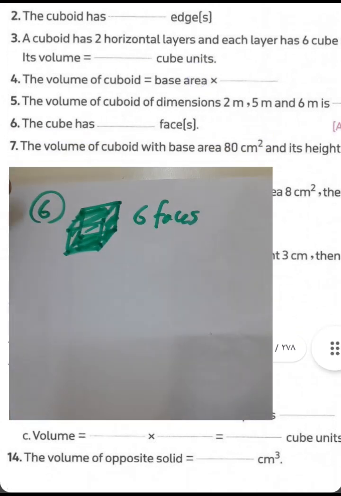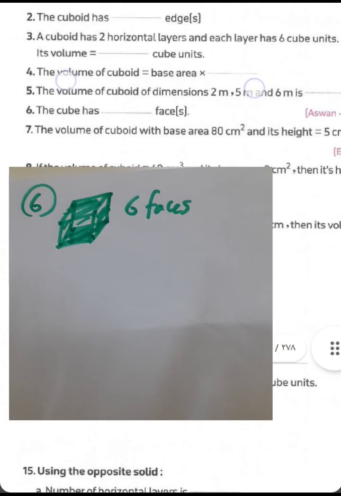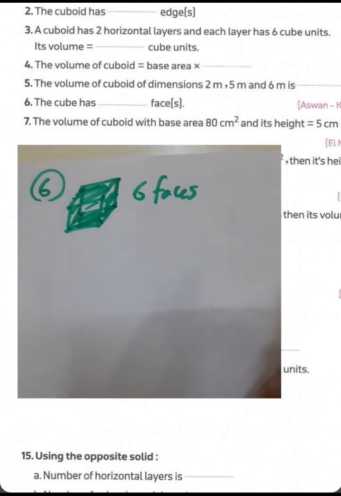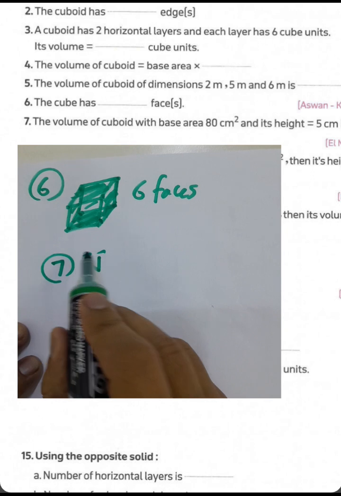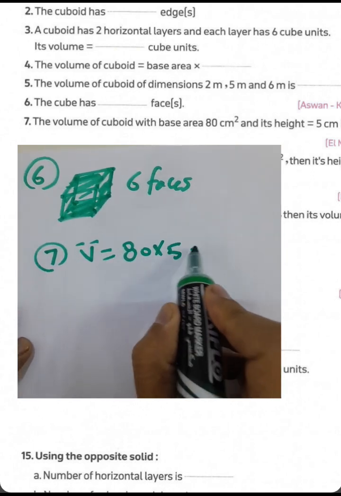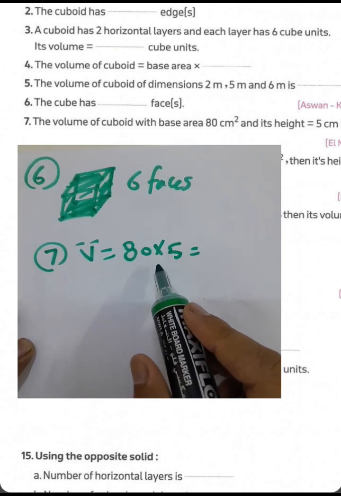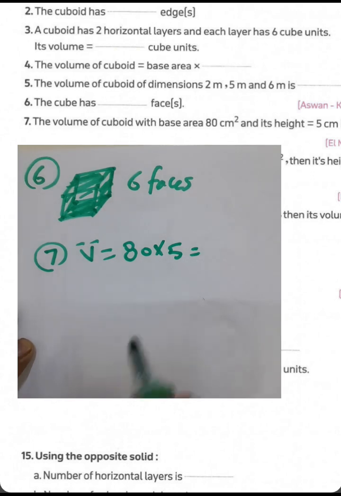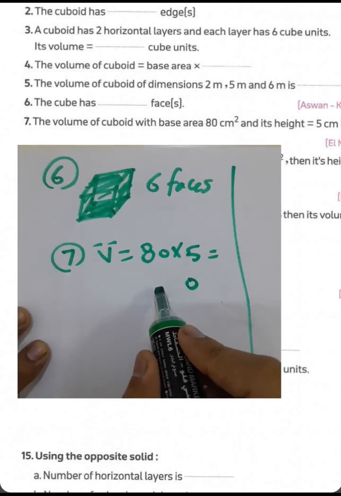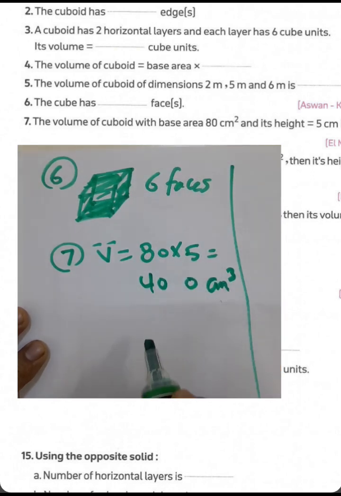Question 7. The volume of a cuboid with base area 80 square centimeters and its height 5 centimeters equals what? We can find the product between them. Then the volume equals 80 times 5. The volume of a cuboid is base area times height. 80 times 5: write 0, and 5 times 8 equals 40. Then the result will be 400 cubic centimeters.